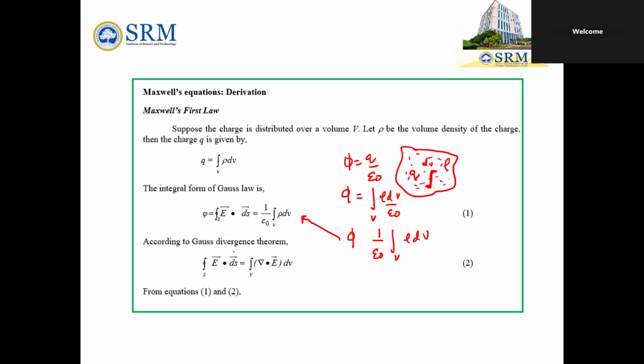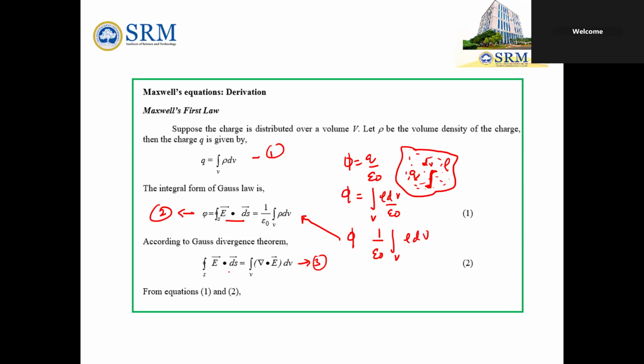Now we know the Gauss divergence theorem very well. According to the Gauss divergence theorem, before starting this chapter, I explained what a closed surface integral is. The Gauss divergence theorem changes the surface integral to a volume integral: closed surface integral of E dot ds is equal to volume integral of del dot E dV. Now this is equation number 1, this is equation number 2. Now we will substitute this E dot ds value, this is equation number 3.